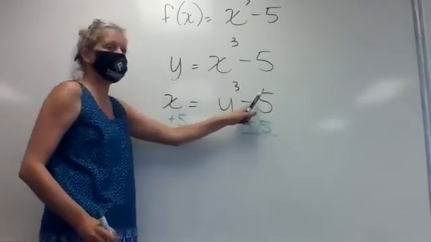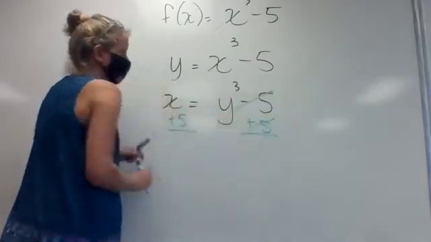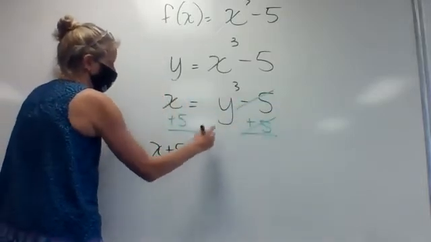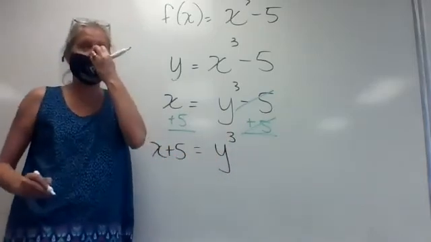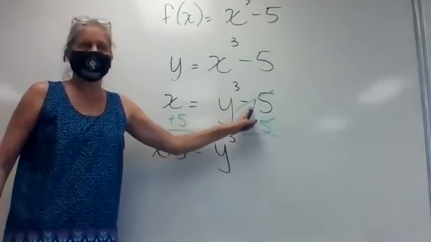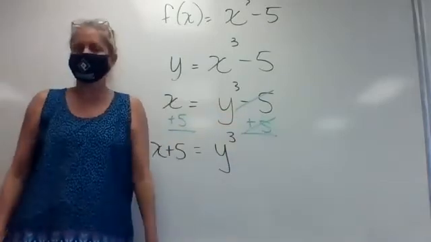Why am I doing plus 5? Because it's the opposite of minus 5. That's how you cancel things. So here I've got x plus 5 equals, I still have y cubed or y to the third power. So this is why I said this at this point. We've been doing it 100 times. The opposite of minus 5 is plus 5. That's how you cancel stuff.